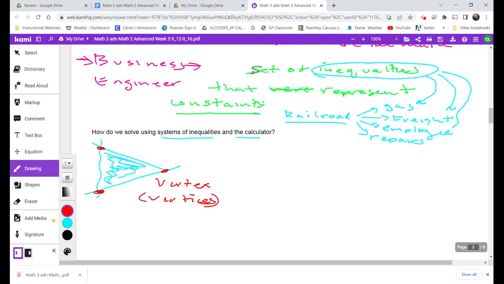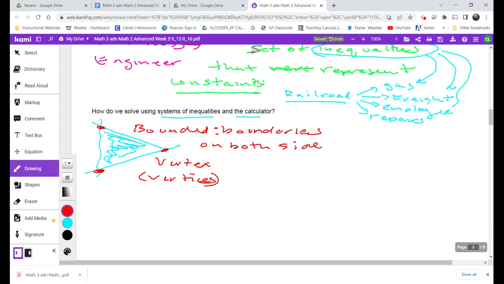And bounded, this one's bounded. So bounded means it has boundaries on both sides. And then if it's unbounded, it may be something that looks like this. Let me do it in a different color. Unbounded means one of the sides is open.